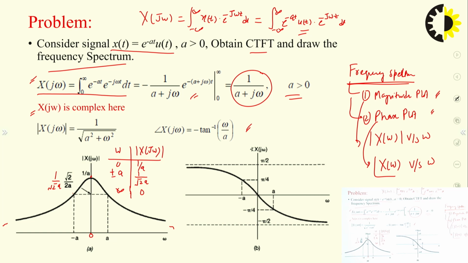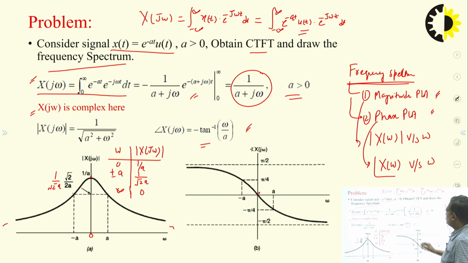So this is the magnitude plot. You get the maximum value of magnitude at omega equals 0, where a is greater than 0. And in the phase plot, at omega equals 0, this becomes minus tan inverse 0, which means 0. So you have this angle value.